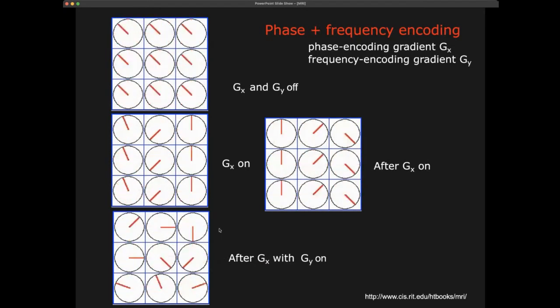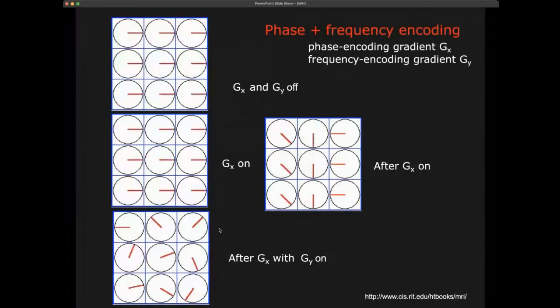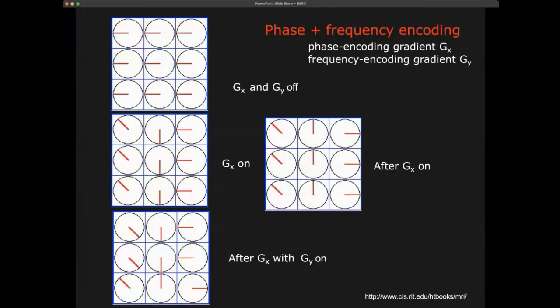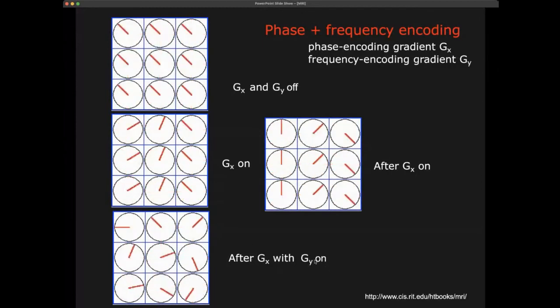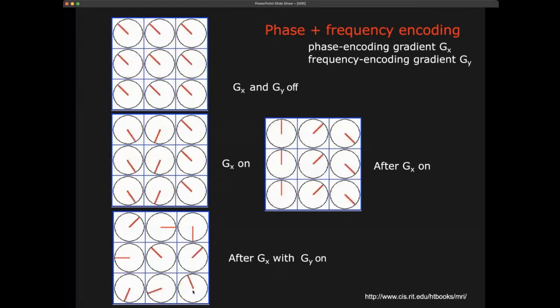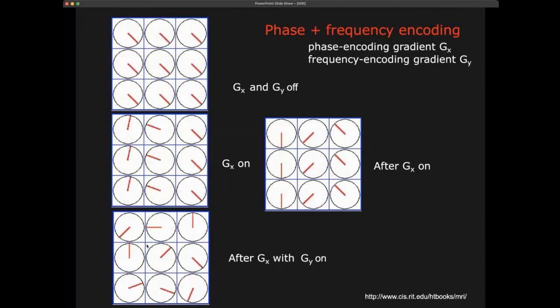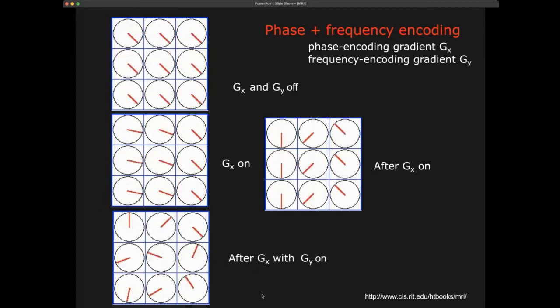of course, depending on the strength of the gradient, they will change their frequency. They will go faster or slower in the Y direction. And if I now measure while this gradient in the Y direction is on, what I see is that every position in the plane is uniquely defined by a frequency and a phase.